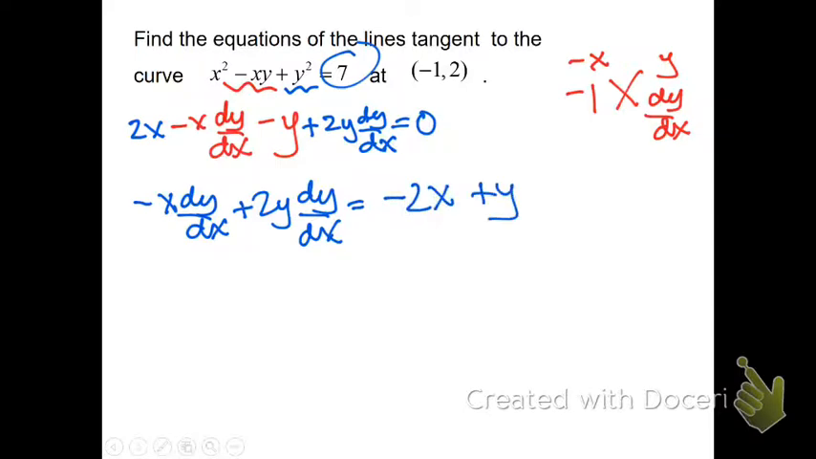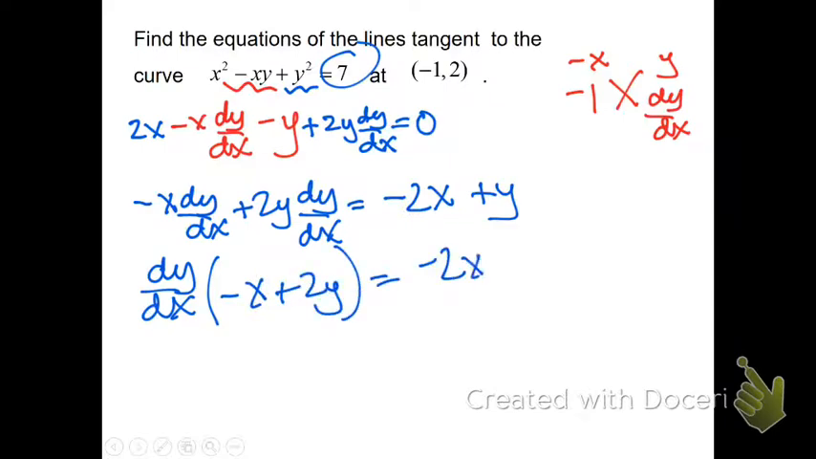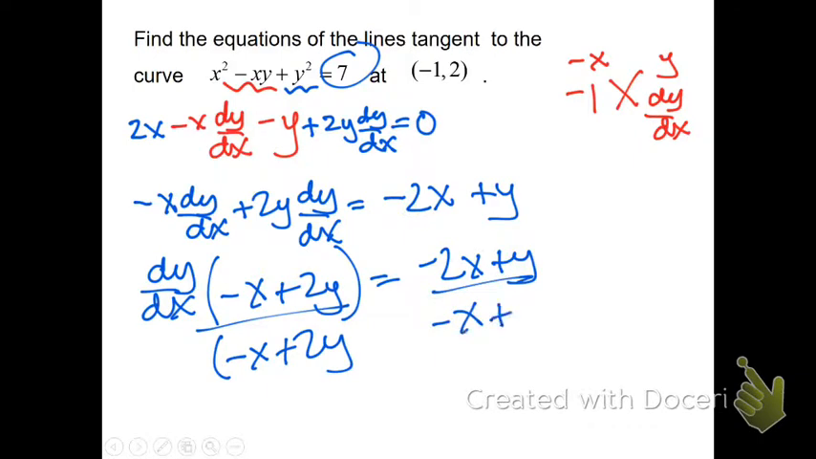Okay, get the dy dx by itself, factor out the dy dx. We get negative x plus 2y, and then divide by everything attached there. Negative x plus 2y. So dy dx equals all of this.